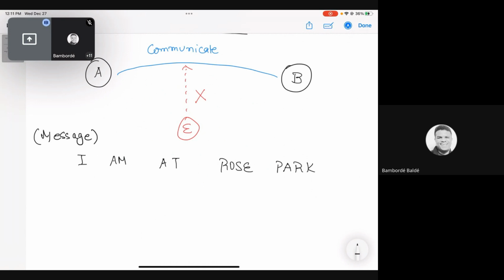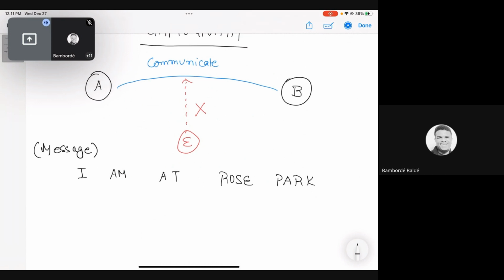So that is always there, but let's just start with a very basic example. So this can be a message, right? I am at Rose Park. And if they try to communicate it like this only, and the channel is not secure enough, the other persons who are not supposed to know that A is at Rose Park will come to know, and obviously everything will be jeopardized.